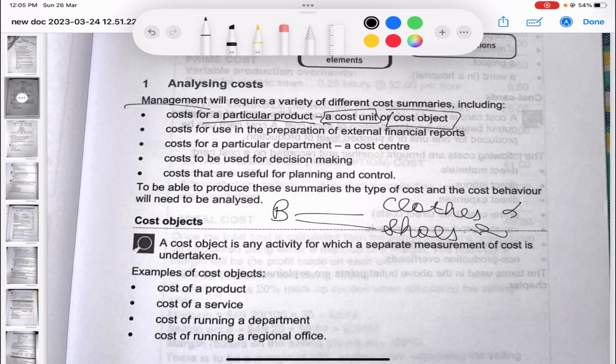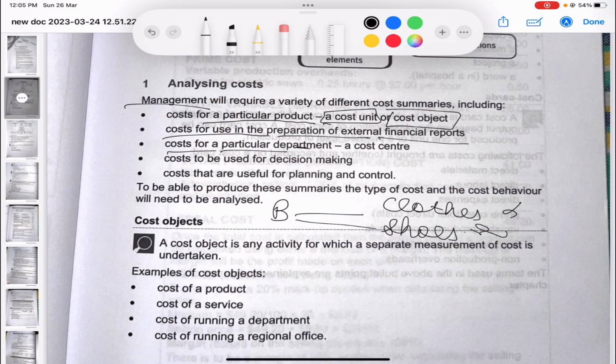For a paper, the price is different. For a pencil, the price is different. So according to the cost object or according to the cost unit, the price is different. Right. Costs for use in the preparation of financial reports. So when you are making financial statements of a product, obviously some money is used in that also. We'll be seeing everything in detail, don't worry.